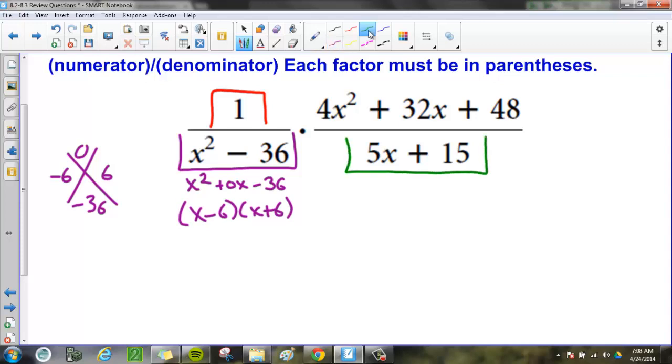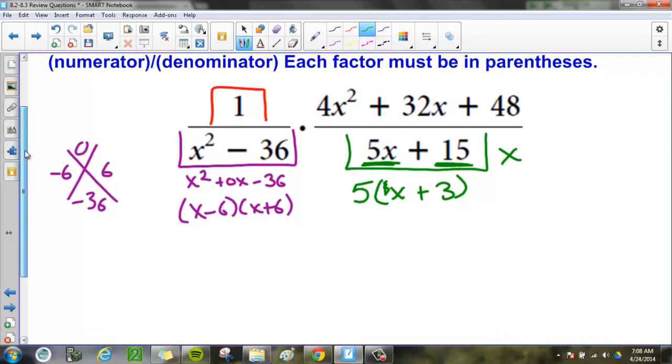I got my 5x plus 15. Well, I can't use my little x method on this one. There's no squared or anything like that. But what I can do is factor out a greatest common factor from both of these terms. And that greatest common factor is a 5. So what am I left with in the left term? I'm left with just an x there, because 5 divided by 5 is 1. Don't need that 1 though. And then here in the right term, I'm left with a 3, because 5 times 3 would be 15. So that's factored right there.